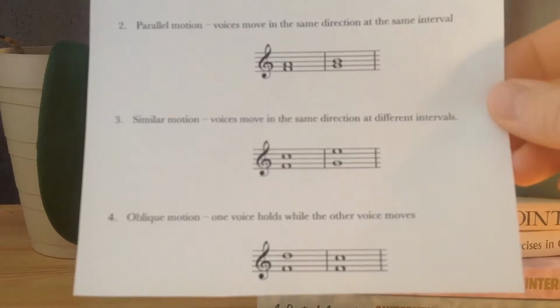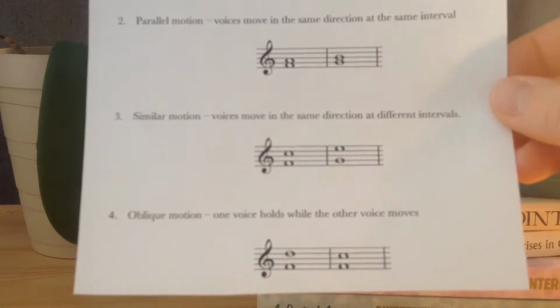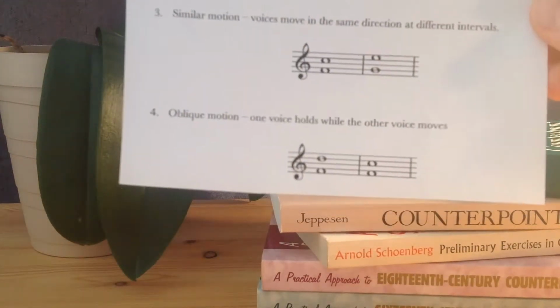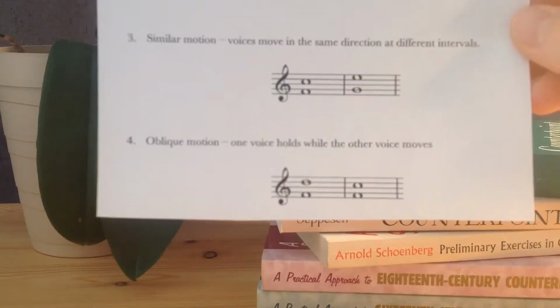In this example, we're moving from a fifth into a sixth. Both voices are moving up. And then finally we have oblique motion. One voice is holding while the other voice moves.